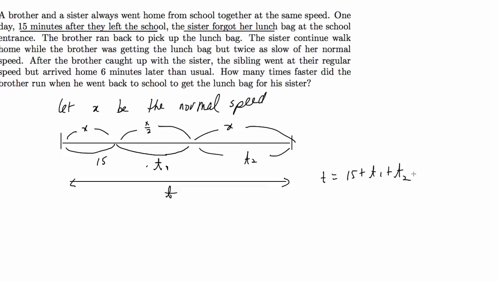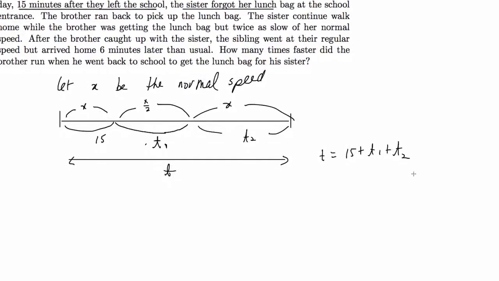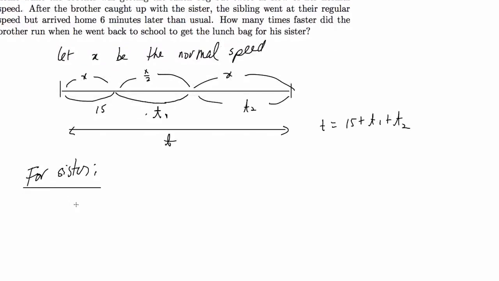Now there are two separate motions here: the motions of the sister and the motions of the brother. At the end of the day, they arrive home at the same time. This is the key to solving this problem. I'm going to first write an algebraic expression of how long the sister took, and then I'm going to get an algebraic expression for the brother, and when we make them equal to each other, we're going to get an equation which will lead to the answer. So for the sister, initially, she walked 15 minutes.